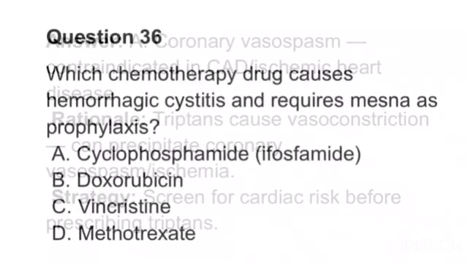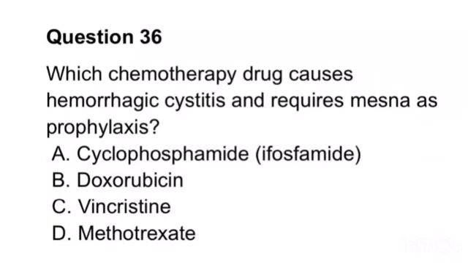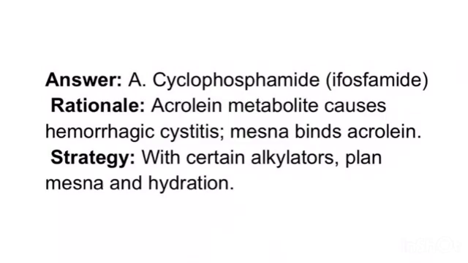Question 36. Which chemotherapy drug causes hemorrhagic cystitis and requires mesna as prophylaxis? A. Cyclophosphamide, ifosfamide. B. Doxorubicin. C. Vincristine. D. Methotrexate. Answer: A. Cyclophosphamide, ifosfamide. Rationale: acrolein metabolite causes hemorrhagic cystitis, mesna binds acrolein. Strategy: with certain alkylators, plan mesna and hydration.